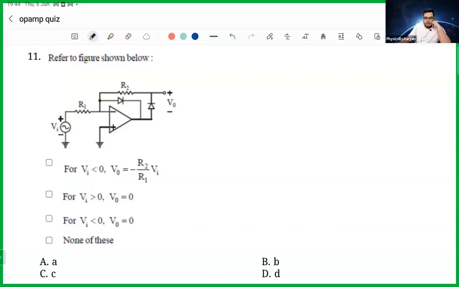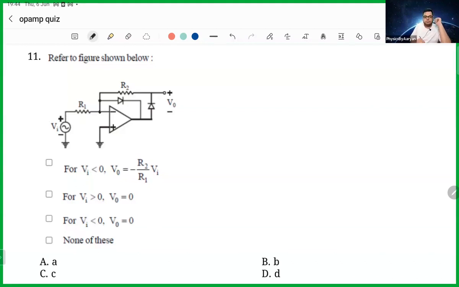Okay? So let me explain it a little bit. There are two diodes, diode number 1 and diode number 2, and there are two resistors. One resistor is here, one resistor is here. It is like there are two feedbacks. One feedback is given by the diode and another feedback is given by resistor plus diode. So basically two feedbacks are there. And there is an input voltage here as well.